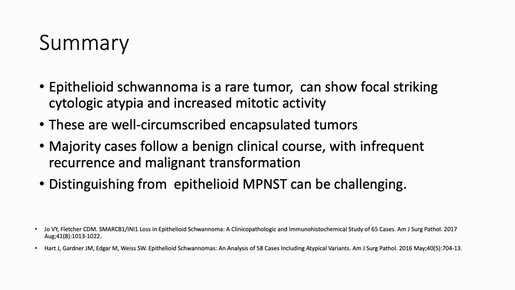Summary: epithelioid schwannoma is a rare, typically well circumscribed, encapsulated tumor that may show focal cytologic atypia and increased mitotic activity. These features can mimic epithelioid MPNST, making diagnosis challenging. Most epithelioid schwannomas follow a benign course, with infrequent recurrences and rare malignant transformation. Features that favor MPNST include necrosis, greater than 10 mitoses per 10 HPF, and diffuse nuclear atypia.